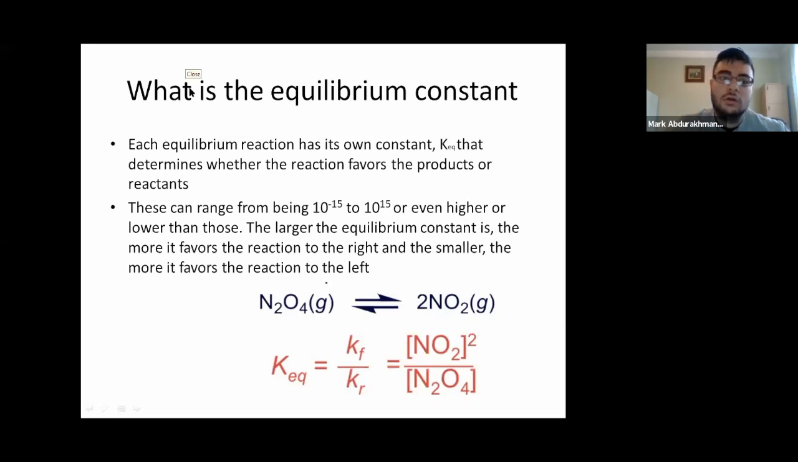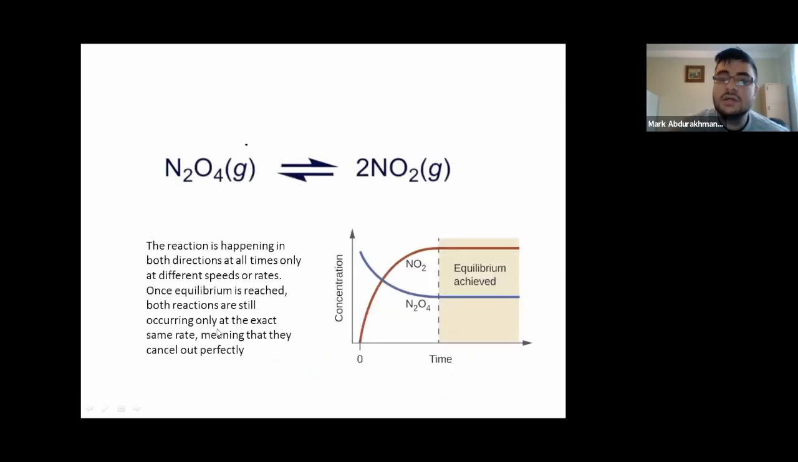I'll cover again what I mean by it favors the reaction to the right. You see how in this N2O4 to NO2 reaction, it can go to the right or to the left. Go back to this graph for this equilibrium reaction, which shows concentration over time, so the y-axis represents the concentration.